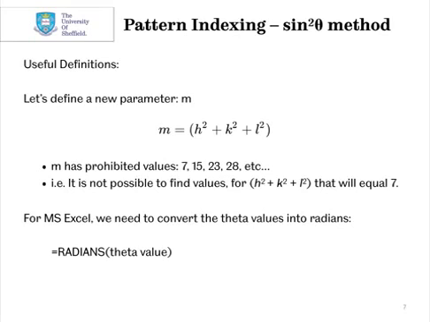Some other useful things that we can define. Let's make a new parameter m, and m is just going to be the sum of h squared plus k squared plus l squared. You'll notice that it's not possible to find combinations of h, k, and l that will give the particular values 7, 15, 23, 28. So if you have a 1, 0, 0, m would be 1, a 2, 0, 0, m would be 4. It's not possible to get a combination of h, k, and l that will give you m equals 7, for example. And this will be particularly important in a short while.